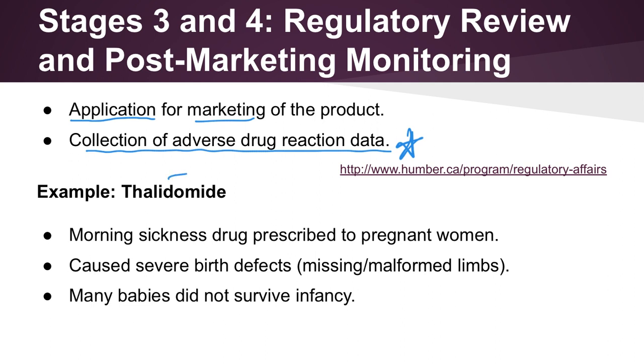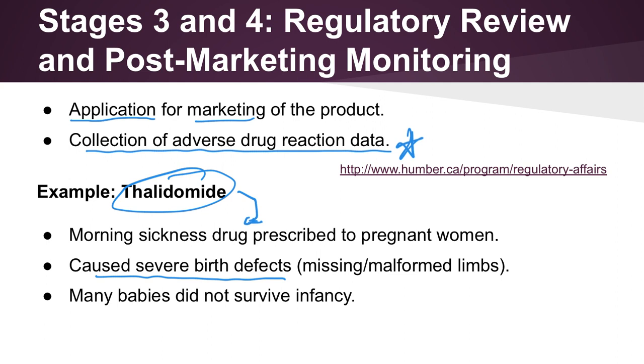A really good example of that is thalidomide. We'll hear a bit more about thalidomide as we talk about medications and drugs, but this was a morning sickness drug that was prescribed to pregnant women. It's really an interesting case because it got through all of the clinical trials and looked like it was safe and efficient, but it started causing severe birth defects. There were things like missing or malformed limbs.